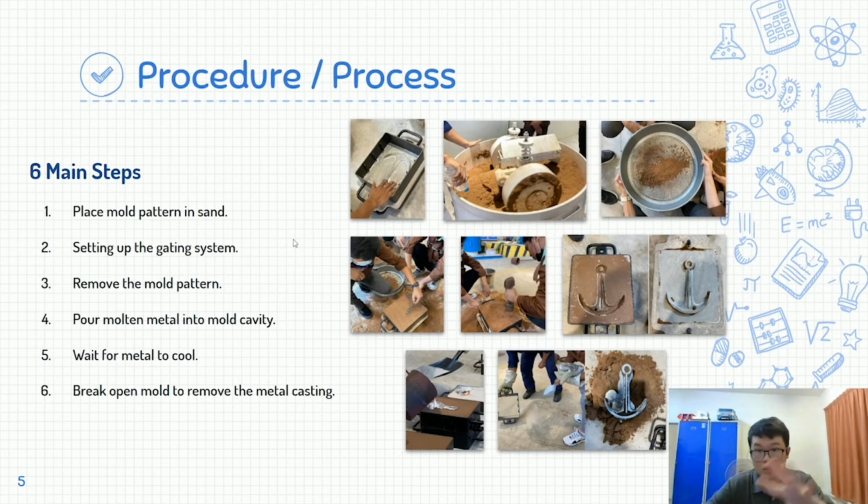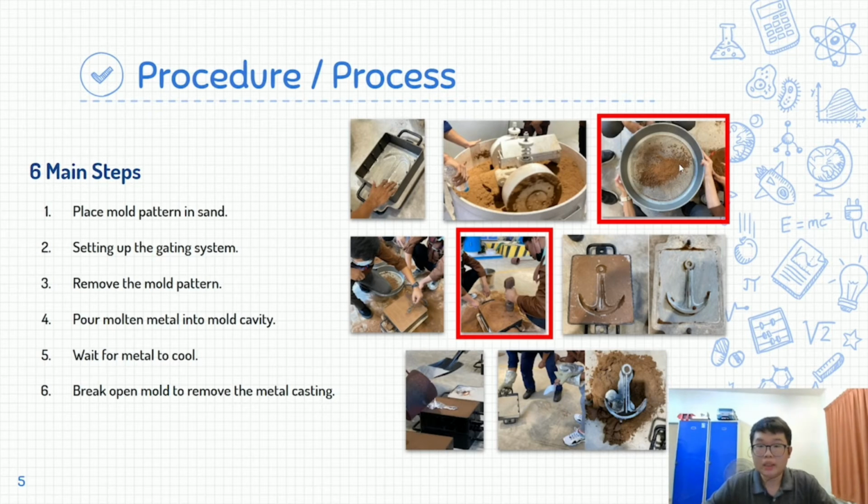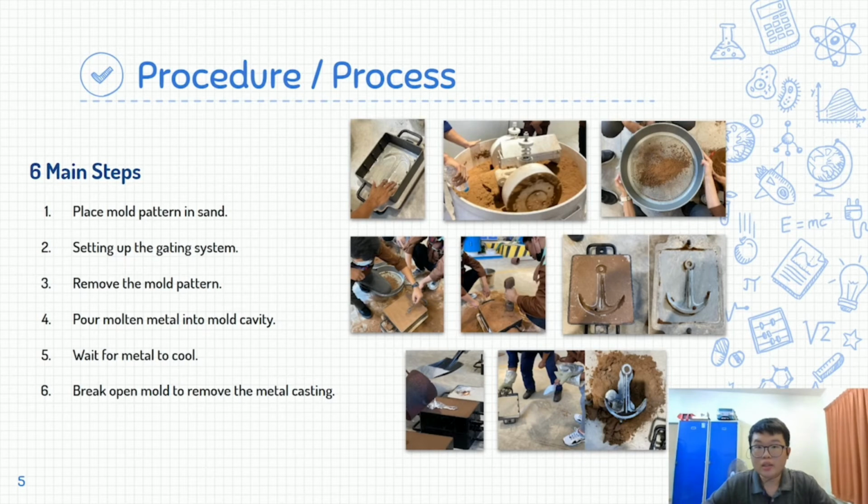Next, we need to turn over the drag and repeat step 1 for the cope, which is the upper part, by sieving with the sprue pin inserted. Repeat the sieving and pressing process until the sand achieves the desired rigidity. Flatten the surface by using a strike-off bar and then make a pouring channel to the sprue.